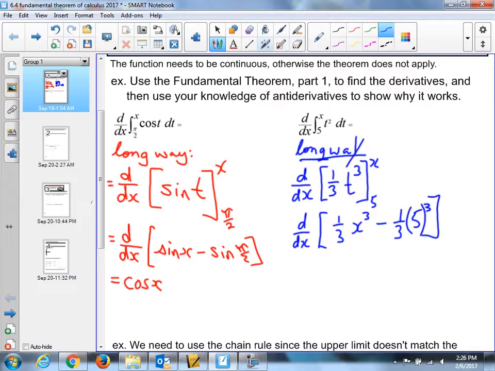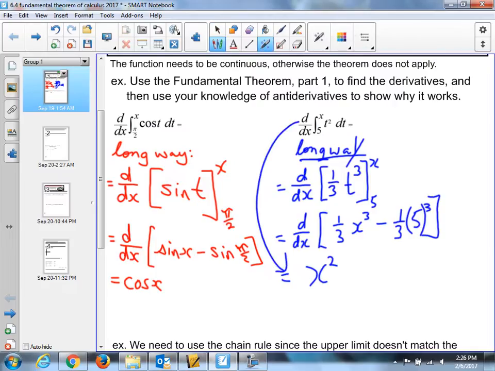When I do the derivative of this expression, the derivative of 1/3 x cubed is x squared as we hypothesized. Then the derivative of the 1/3, 5 to the power of 3, it's 125 over 3, but you don't need to know that. You just say, hey, that's a number, 0. Do we now see how to go directly to that answer?